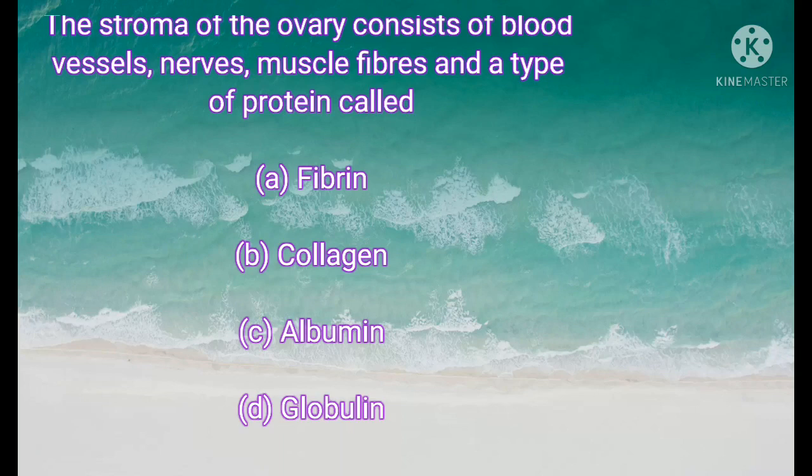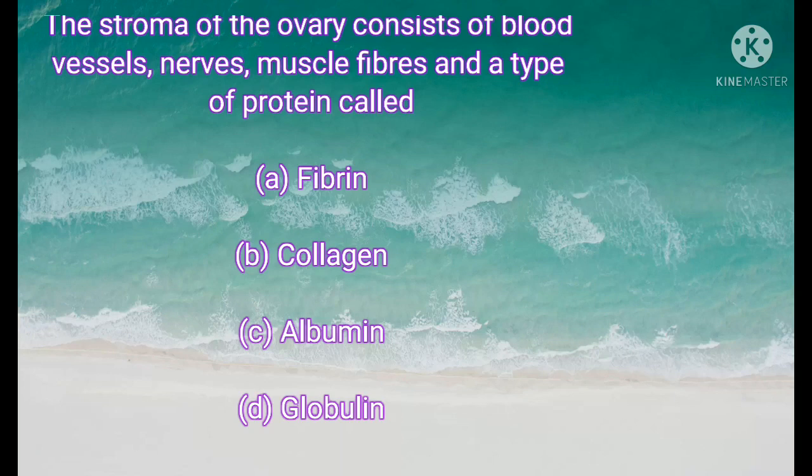The next question is that the stroma of the ovary consists of blood vessels, nerves, muscle fiber, and a type of protein called. Here the stroma is the innermost part of the ovary, and it shows different components, that is, the blood vessels, the arteries and the veins. It also shows the nerves, the muscle fiber, and also the protein. Which of the following proteins is present in this stroma?